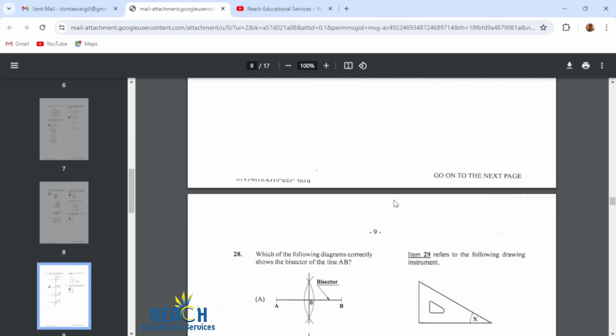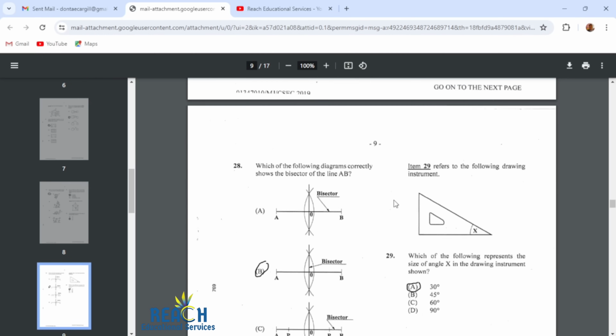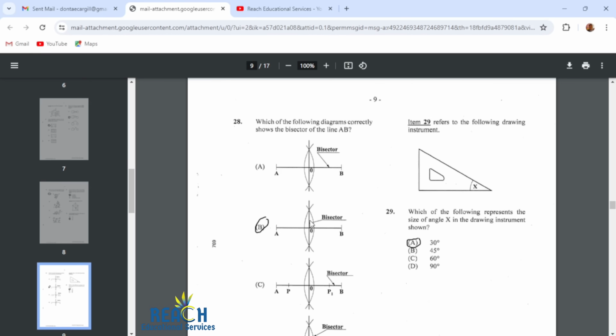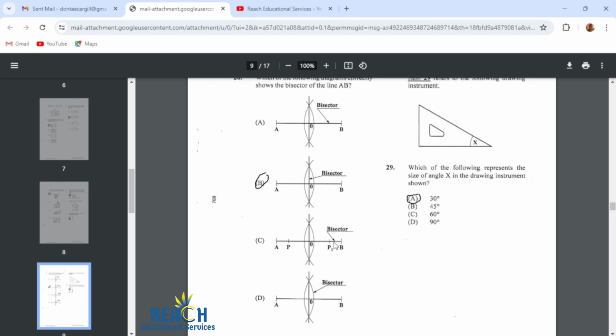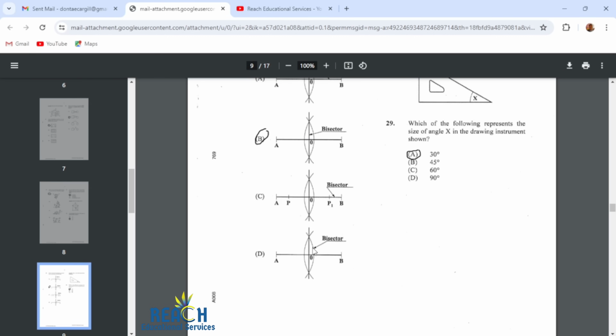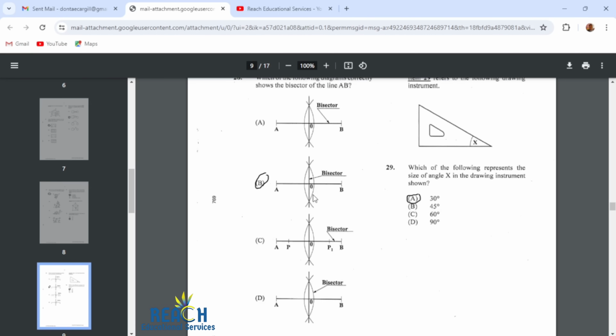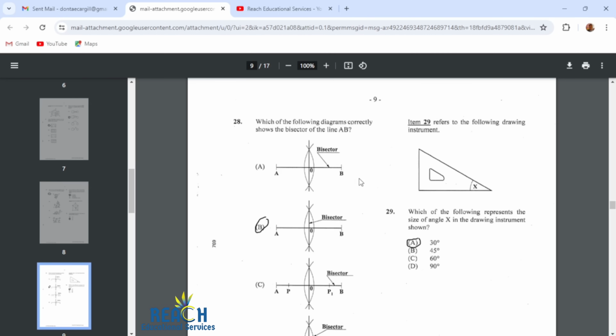All right, number 28. Which of the following diagrams correctly shows the bisector of line AB? So this is the bisector of line AB. This is line AB. This is also just line AB. This isn't the bisector. These are the arcs. This is the actual line that bisects it. So the answer is indeed B here.